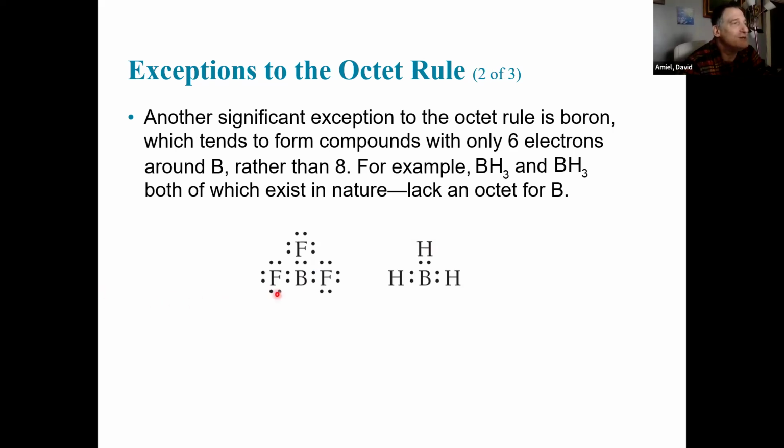Here's another exception. Here's BF3. Look at boron. Boron has 2, 4, 6 around it. A hexet. Boron doesn't want 8. It only wants 6. An exception to the octet rule. You're seeing 2 examples, BF3 and BH3. So boron, an exception to the octet rule.